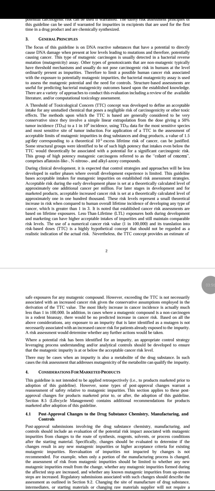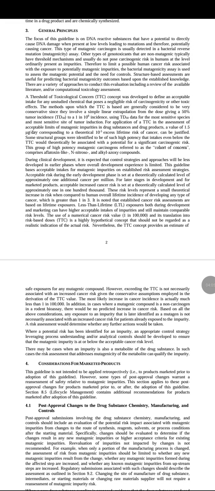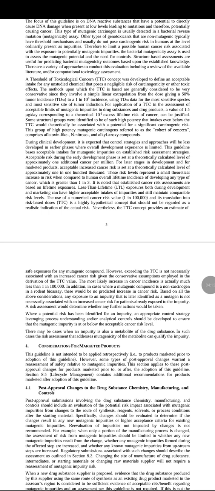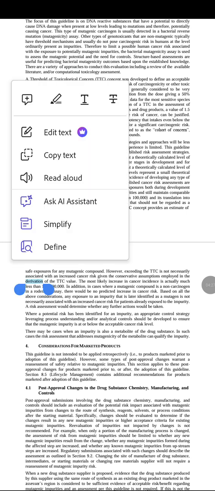General principles are mentioned in this chapter. The focus of the guideline is on DNA reactive substances that have the potential to directly cause DNA damage when present at low levels, leading to mutation and therefore potentially causing cancer. This type of mutagenic carcinogen is usually detected in a bacterial reverse mutation assay. Other types of genotoxicants that are not mutagenic typically have threshold mechanisms and usually do not pose carcinogenic risk in humans at the levels ordinarily present as impurities.